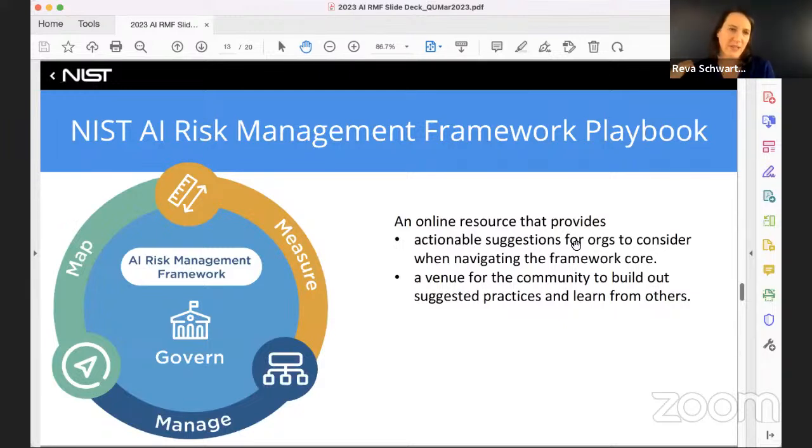We have steps in the playbook that give, and it's good we're on this slide because it gives me an opportunity to describe what the playbook is. The reason why we created a playbook is that the tables in the core for the functions talk about outcomes, and they say organizations should have, for example, a diverse workforce. Organizations should have awareness of laws and regulations. But how do people actually do that? So we provide specific actionable suggestions for organizations that they can follow. They are not required to follow them. And there's a lot there. It's not a checklist. It's not something that we expect people to follow every action in there.